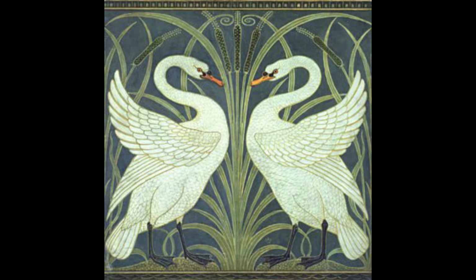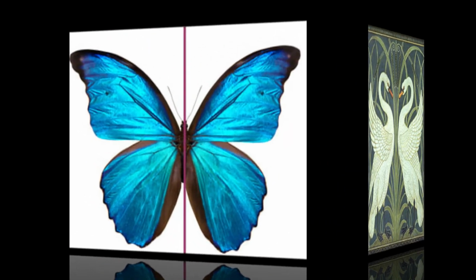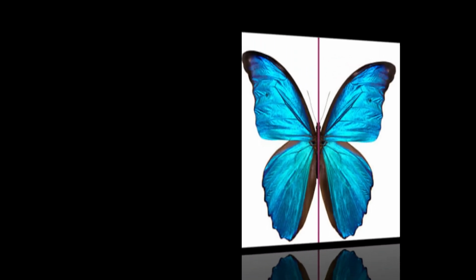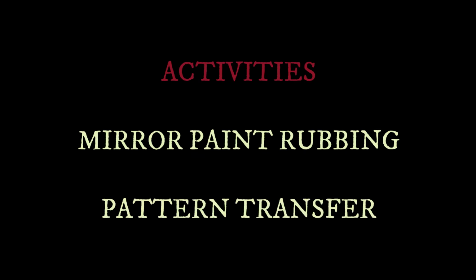In nature, we can find symmetrical balance, like in a butterfly, wherein both wings have the same pattern and colors. We can also see it in the wings of birds, leaves of trees, and many more. Now let's make an art piece using symmetrical balance. We have two activities to choose from. First one is mirror paint rubbing and the other one is pattern transfer.